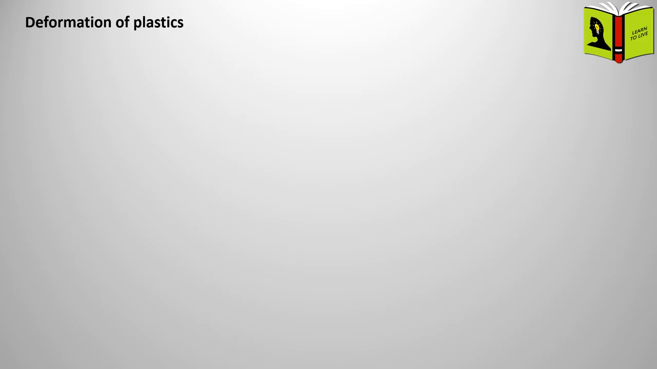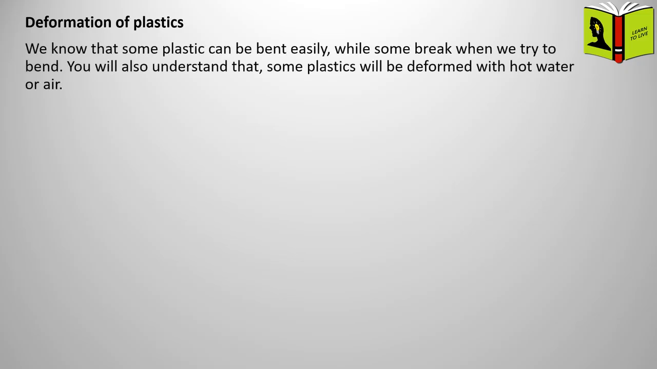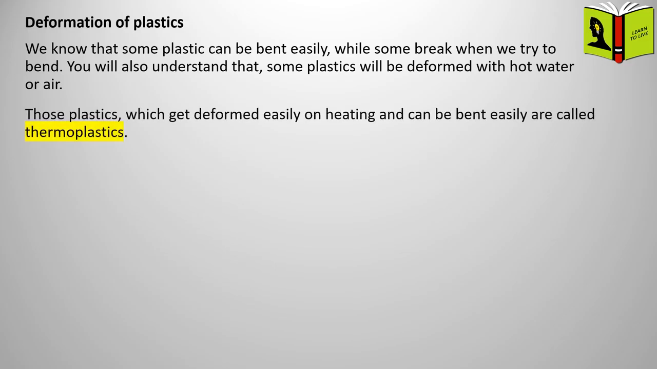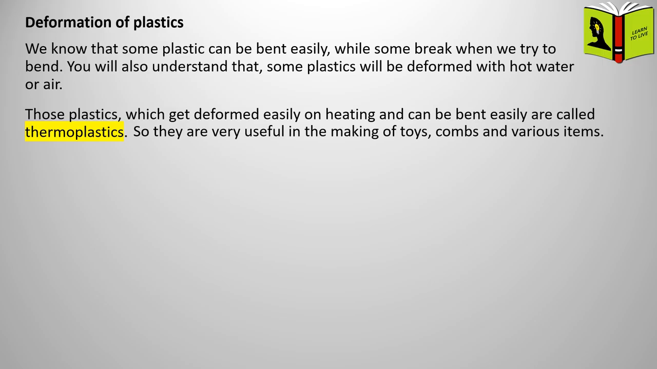Deformation of plastics. We know that some plastic can be bent easily, while some break when we try to bend. You will also understand that some plastics will be deformed with hot water or air. Those plastics which get deformed easily on heating and can be bent easily are called thermoplastics. So they are very useful in the making of toys, combs, and various items. Polythene and PVC are some examples of thermoplastics.